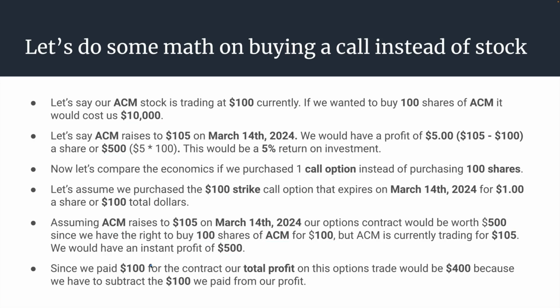We have to consider one more thing. We paid $100 for the call options contract, so we have to factor that into our total profit. The seller of the options contract keeps that $100 no matter what, or $1 a share. So our total profit is actually $400 because we have to subtract out the $100 that we paid. So we received $500 profit from selling the shares and executing the contract on March 14th. But we had to subtract out the $100 that we already paid. So our total profit is $400, not $500. Still an amazing return relative to the 5% return we received by just buying the shares.